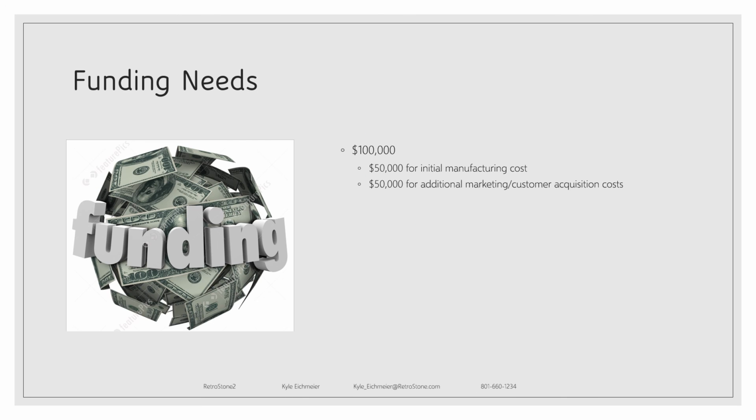We as a company are seeking funding from an outside source of about $100,000. This $100,000 will be split up into two chunks of $50,000. One for the initial manufacturing costs up front to get our product rolling, and the other $50,000 for additional marketing and customer acquisition costs that we may have not accounted for.